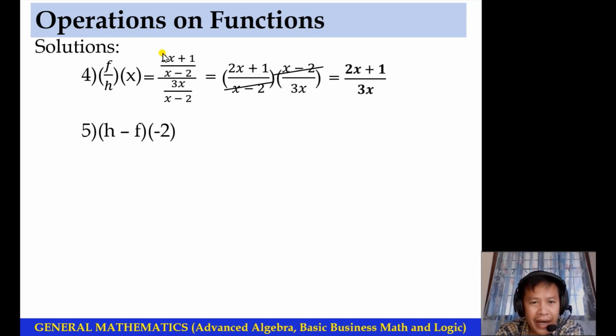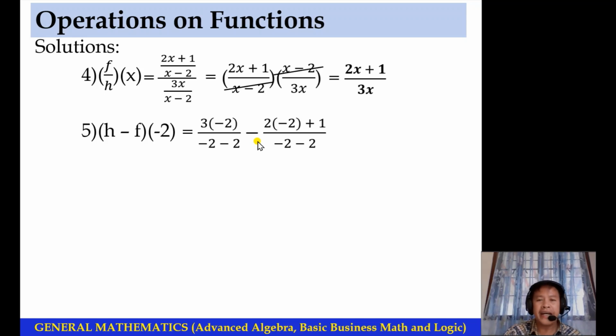This is our f of x, and our h of x is 3x over x minus 2 minus 2x plus 1 all over x minus 2. And what are you going to do here? Take note, if x has already the given value, you cannot see any more variable x here because all these x's will be substituted with negative 2 already.